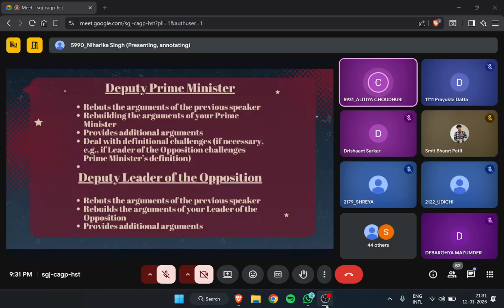I think that's majorly it on DPM, but also DLO is quite similar to the DPM as well. There isn't really that much of a difference. You just go ahead and interact with the case of the government as well and interact with the points that have already been given by the DPM.